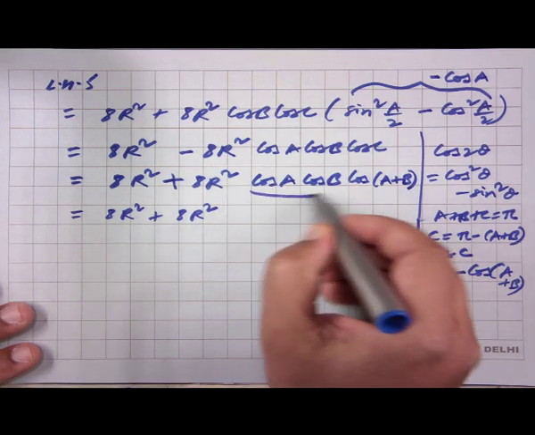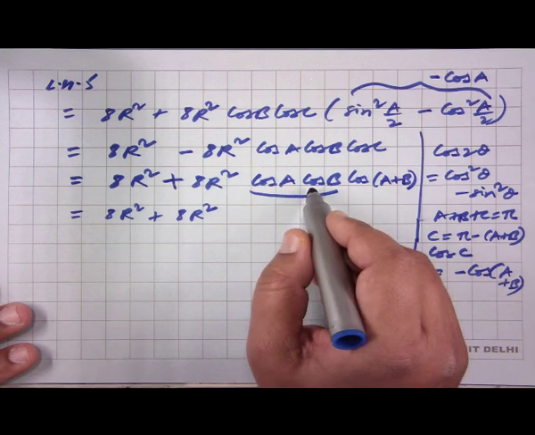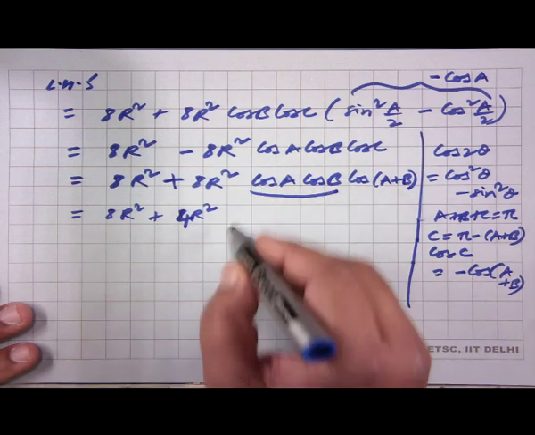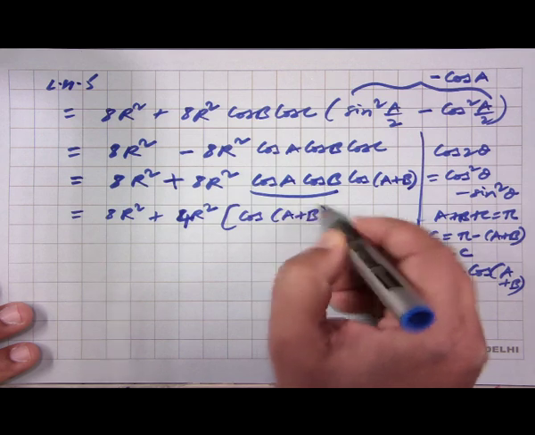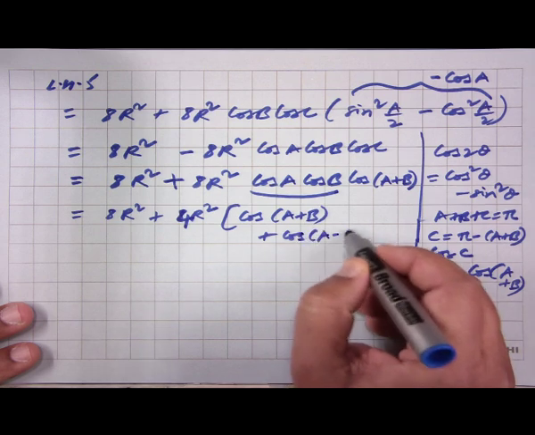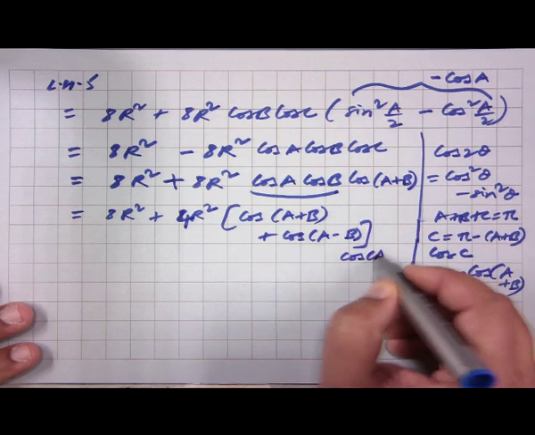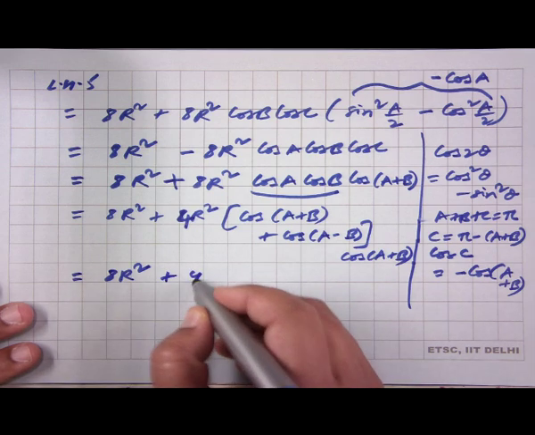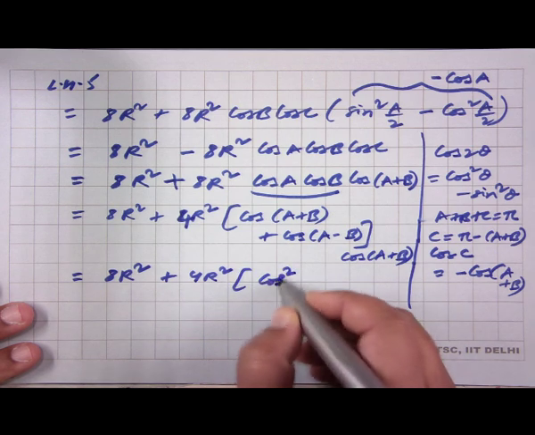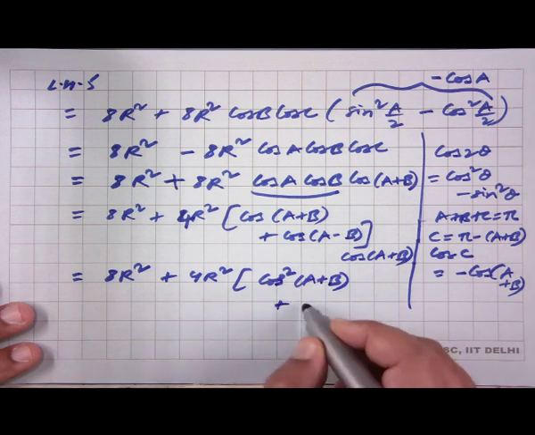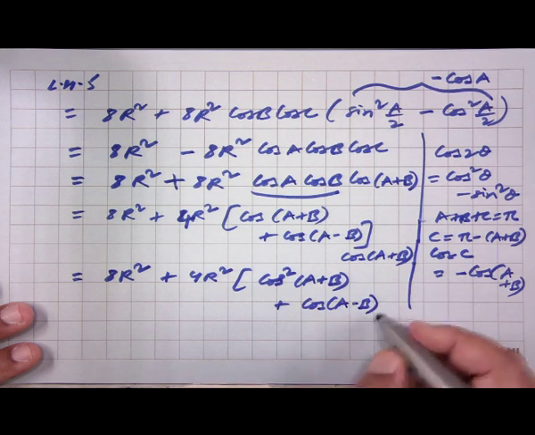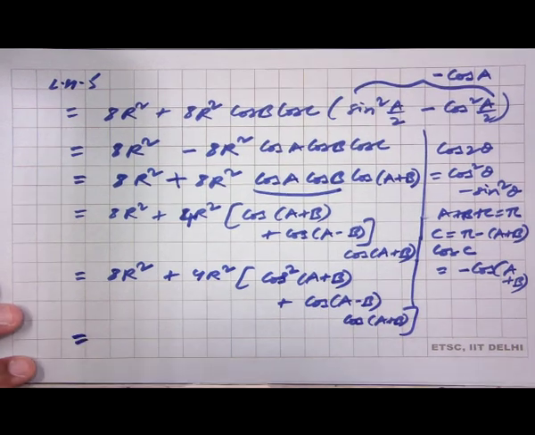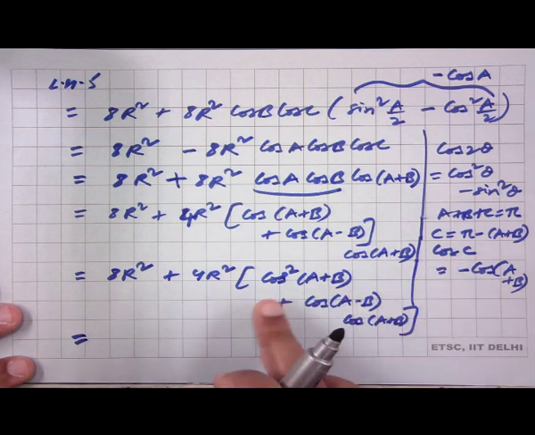But then we have this cos a cos b, so we'll try to use the 2 cos a cos b formula. So we'll make this 4 and bring a 2 here, and we know that 2 cos a cos b is cos a plus b plus cos a minus b, and then times cos a plus b, which is equal to 8r square plus 4r square into cos square a plus b plus cos a minus b into cos a plus b. But cos square a plus b is the same as cos square c. So we will replace this with cos square c.